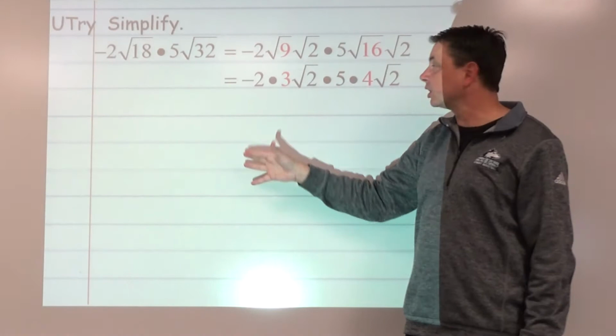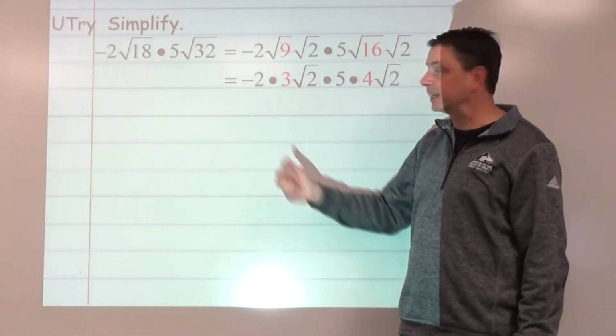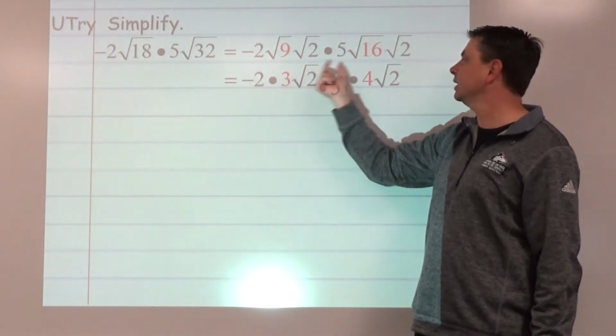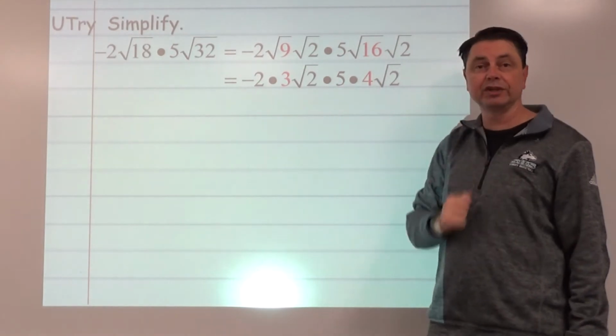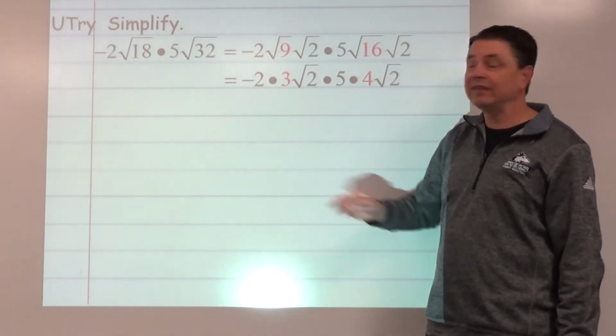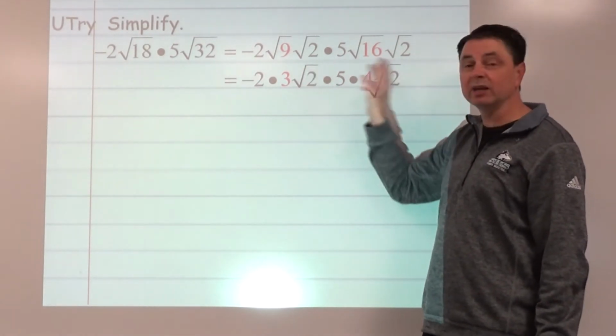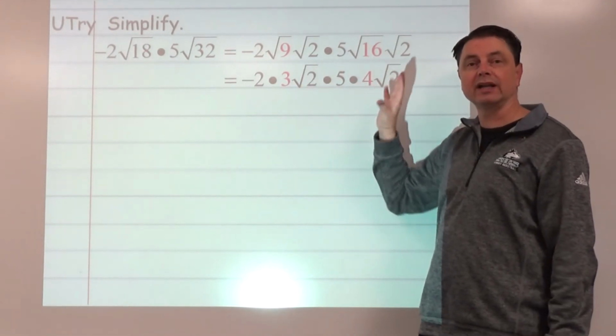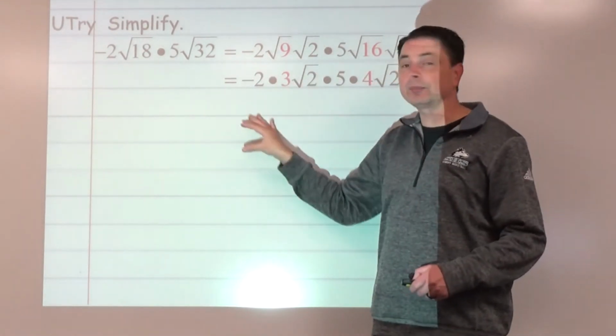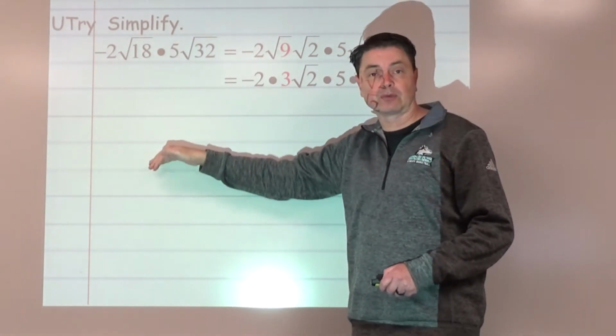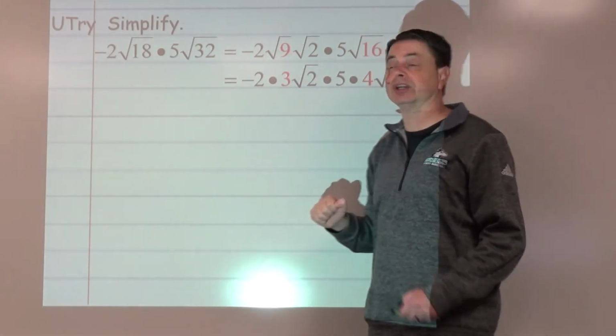So negative 2 times the 3, 5 times the 4. And with the numbers that are outside, we can multiply all those together: a negative 2 and a 3 and a 5 and a 4. Feel free to do that on the calculator. And then the ones that are in the roots, we can multiply those together as well, taking the product property and working it in reverse. We can multiply them together underneath one root.